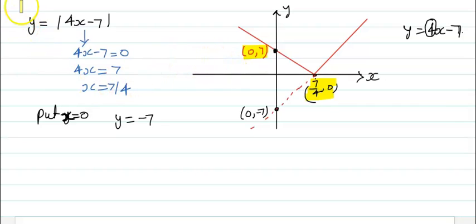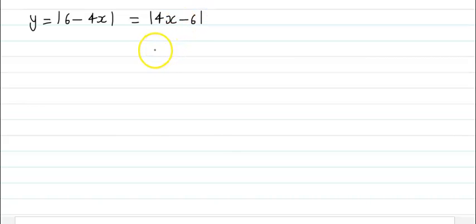Yeah, let's go for another question. Another question is y equal to modulus of 6 minus 4x. Okay, one thing I want to tell you, if you want, you can write it down like this, 4x minus 6. Why? Because the modulus of 6 minus 4x and the modulus of 4x minus 6 are identical. So either you follow this way or this way, it's up to you. I'm just following this way, y equal to modulus of 6 minus 4x.